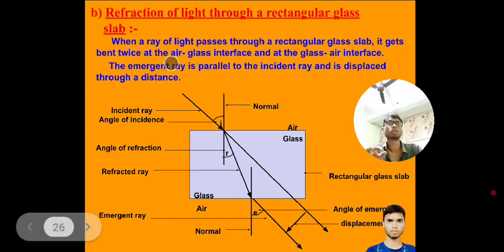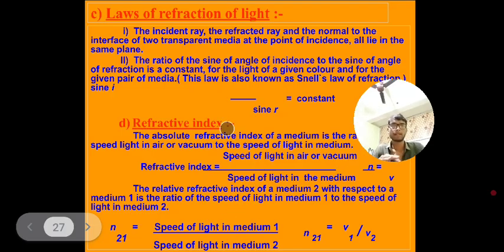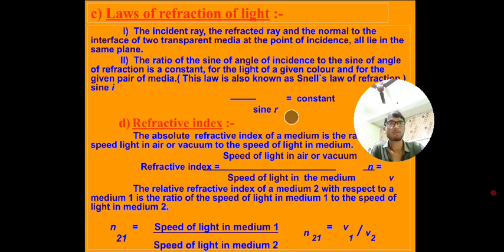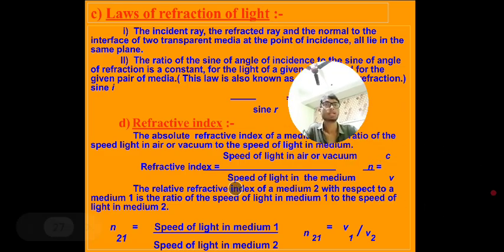This was about what we visualized in this, the laws of refraction of light. We will discuss about it later. Don't worry, it will be discussed in detail. But for now, that's all.